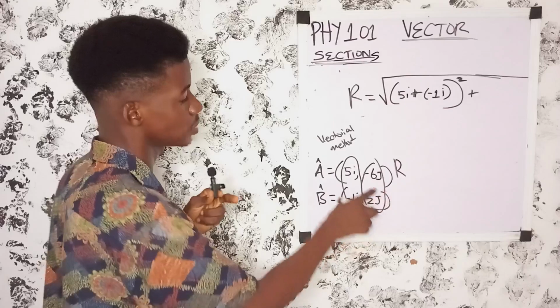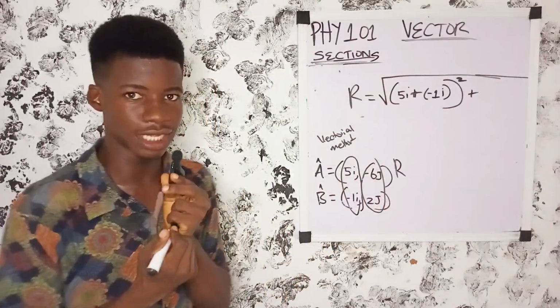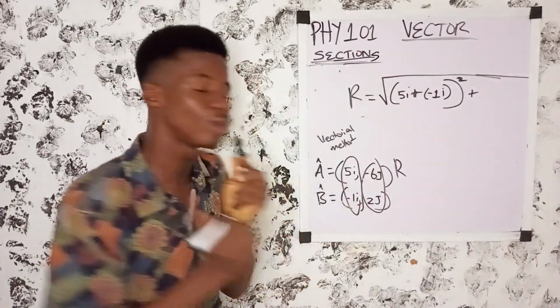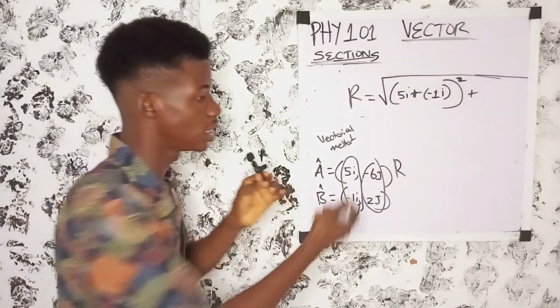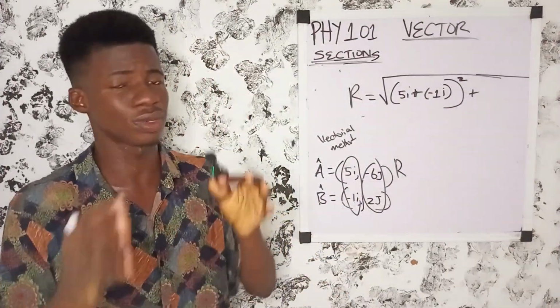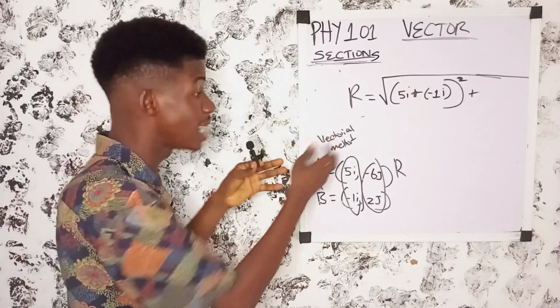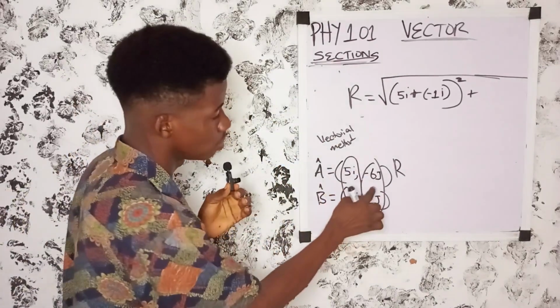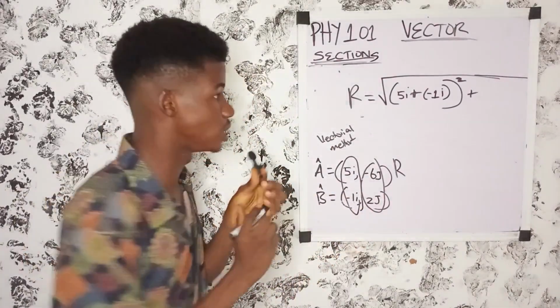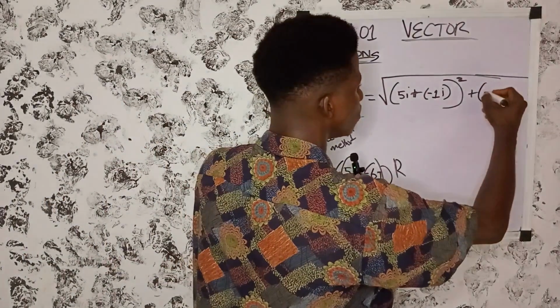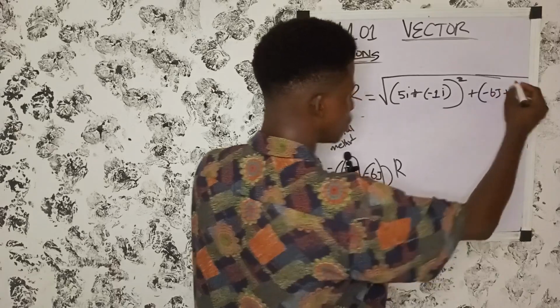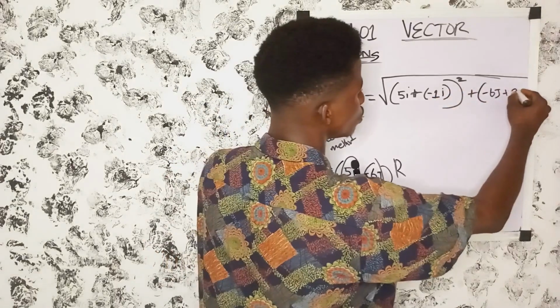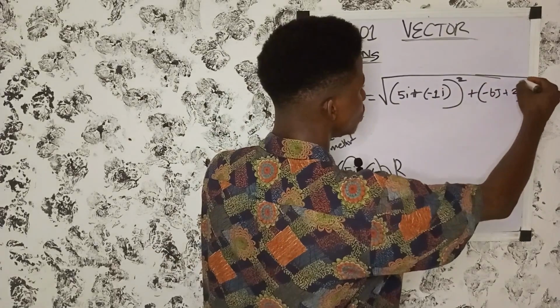They are acting in the same direction. The j terms, I don't know if you understand, are moving in the same direction. So we have those that are moving in the same direction. That is the vectorial method. That is just it. Now minus 6j plus 2j: bracket open, minus 6j plus 2j, bracket close. Then you take the square.